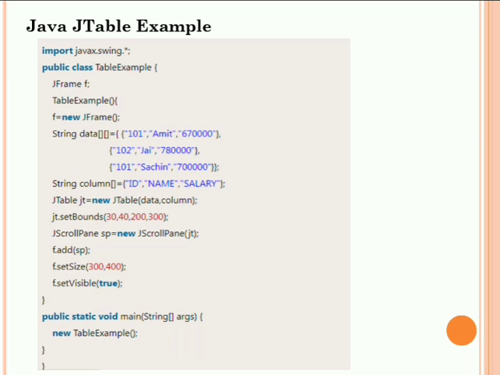JScrollPane sp is equal to new JScrollPane. f.add(sp). f.setSize(300, 400). f.setVisible(true), we can see it, that is visible. public static void main(String[] args) and new TableExample.